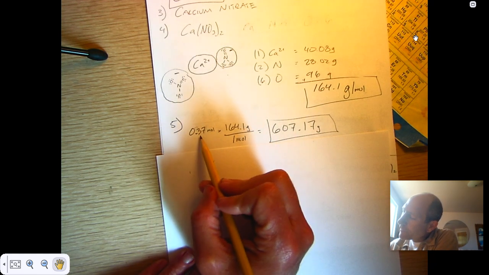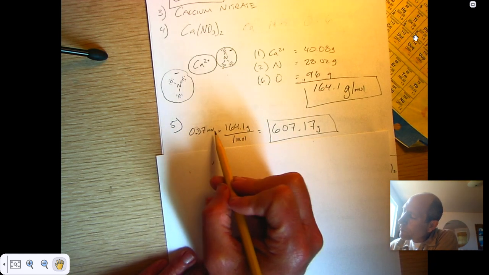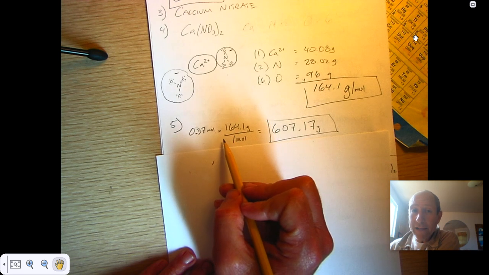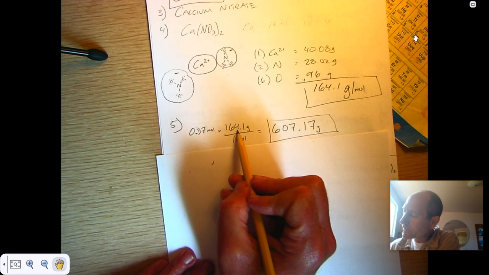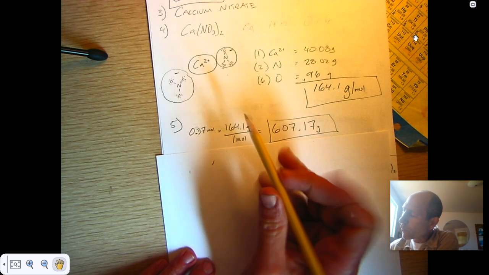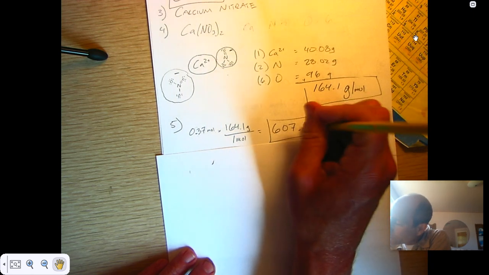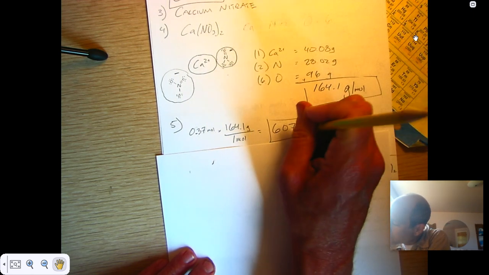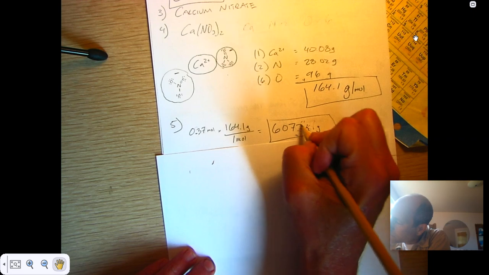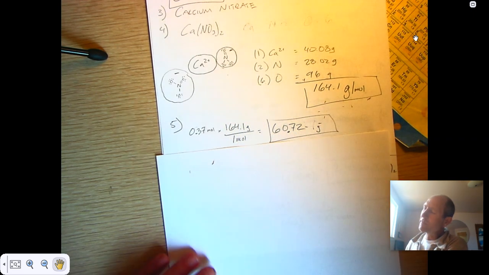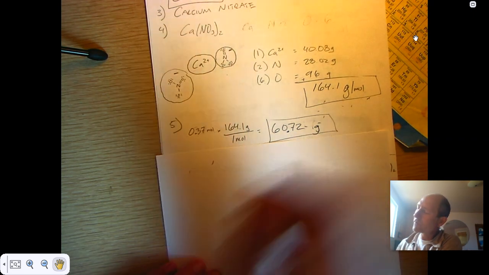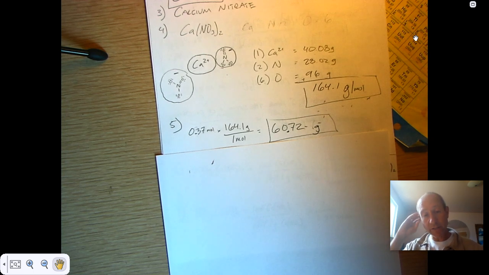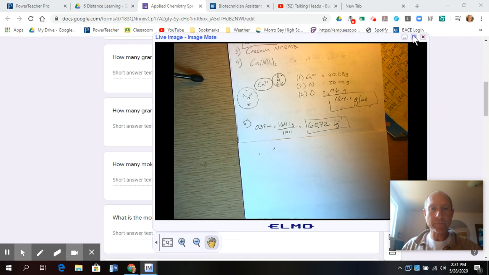So if we multiply 0.37 moles by the molar mass, which is 164.1 grams per 1 mole, what we would get is 60.72 grams. Yeah, it's going to weigh less than 1 mole. So that makes sense. Good.